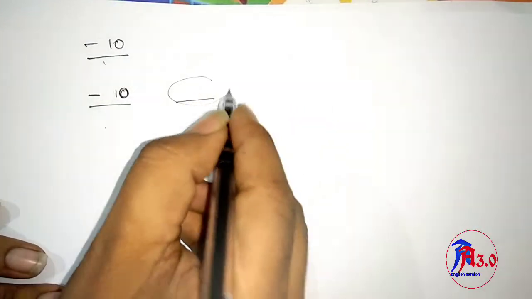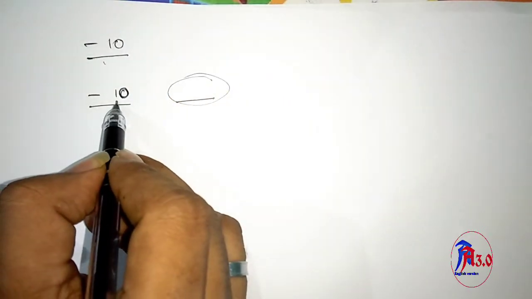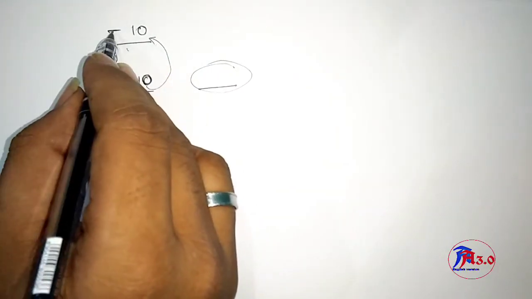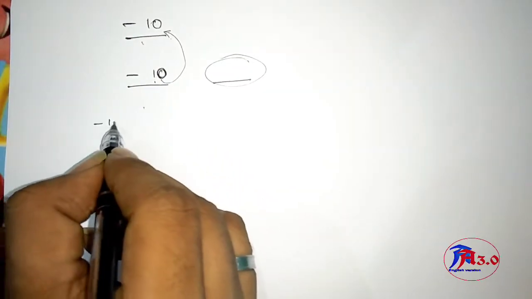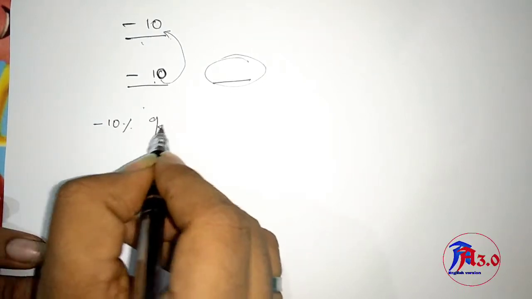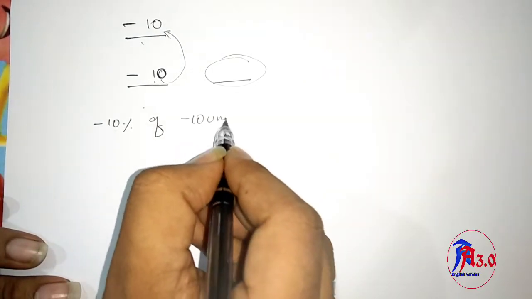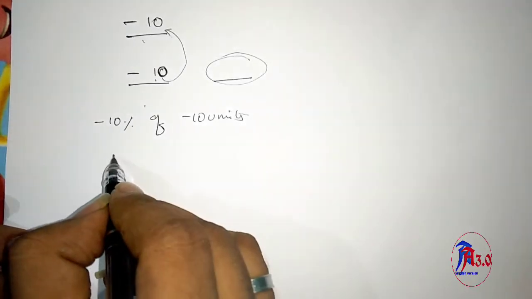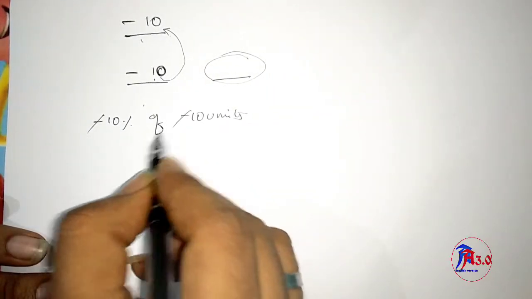Now what about this? Minus 10 percentage of 10 units. Which units? Minus 10 units. Now let us calculate. Minus 10 percentage of minus 10 units. Let us see. Minus 10%. Minus minus gets cancelled. Off means into.